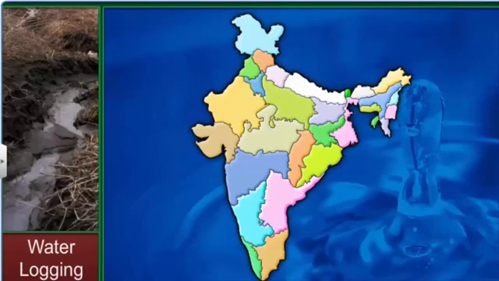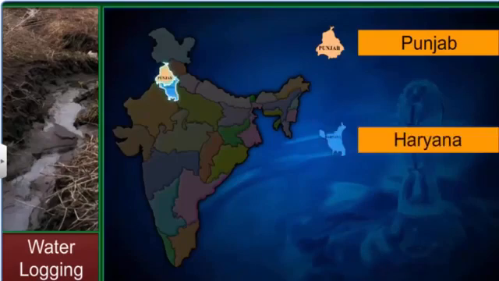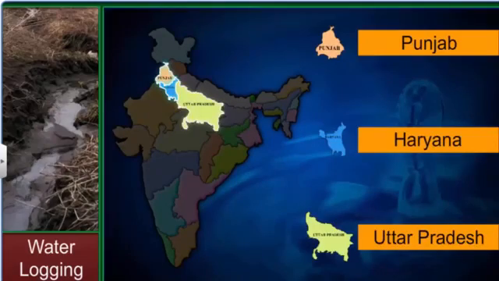Over-irrigation of cultivated land in some parts of India leads to waterlogging. This increases the saline and alkaline levels in the soil, leading to land degradation. You find this in Punjab, Haryana, and western Uttar Pradesh.